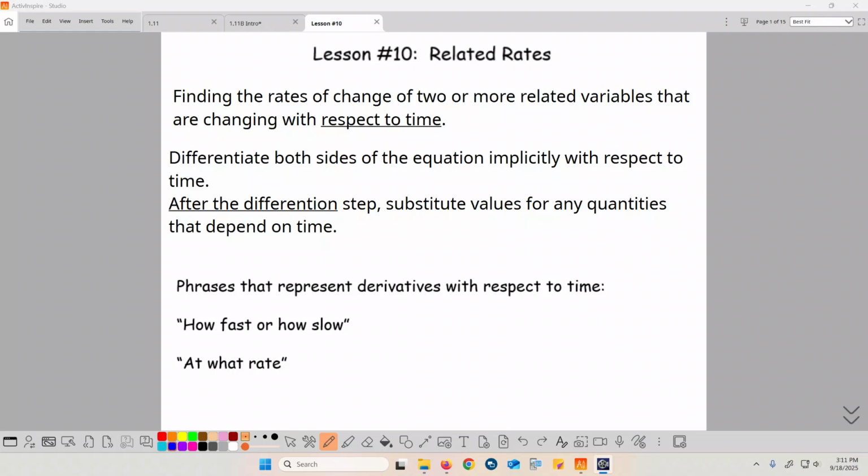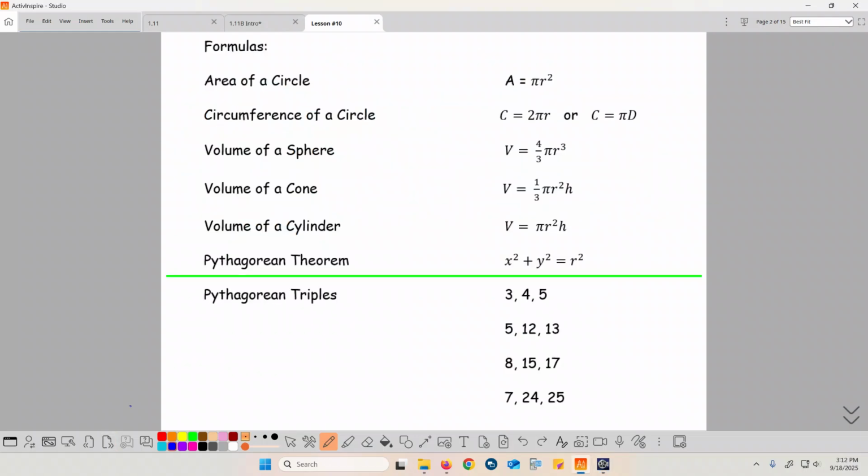We want to differentiate both sides of the equation implicitly with respect to time. So after the differentiation step, what we want to do is substitute the values for any quantities that depend on the time. Phrases that will represent a derivative with respect to time would be like how fast or how slow, or at what rate something changes, and things like that. That's an indication to use a related rates question.